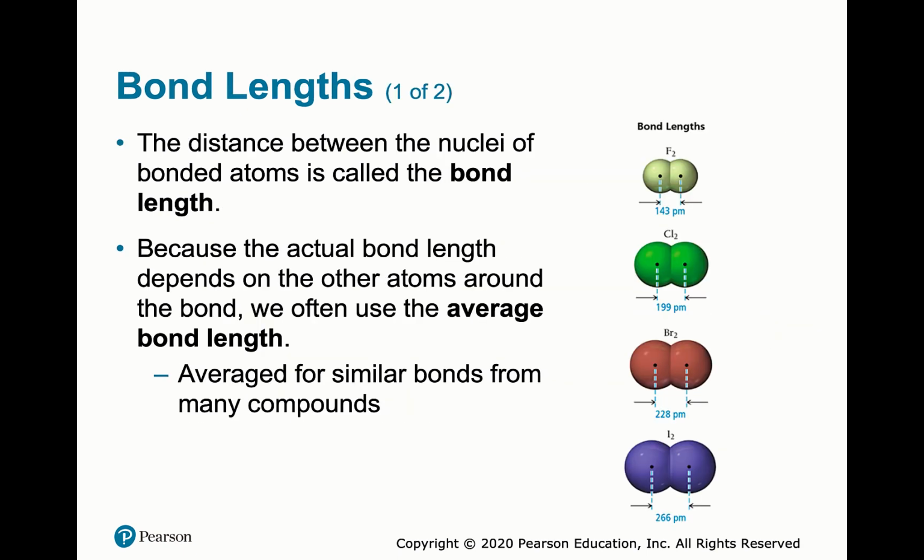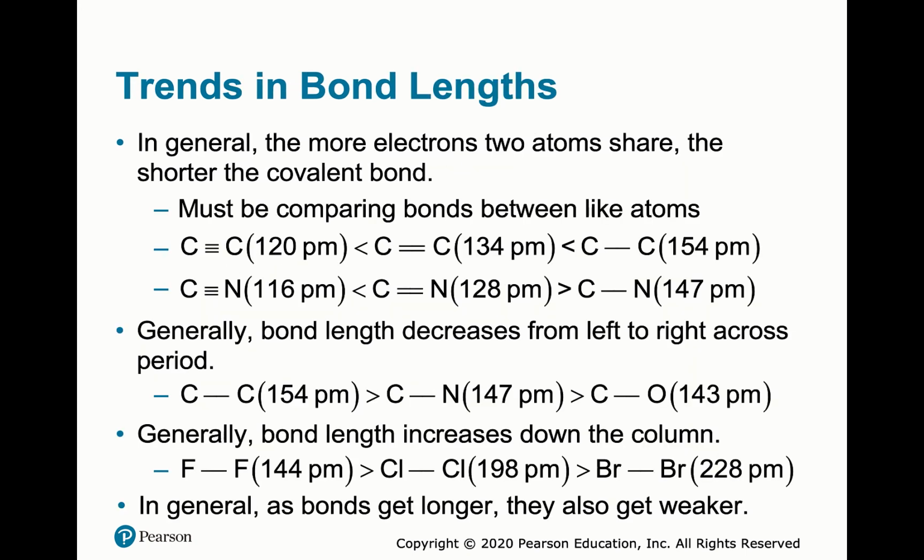So the distance between different nuclei is known as the bond length. And the bond length depends on what else is around. It depends on the environment. We use the average bond length, and these are averaged for similar compounds. We look at a bunch of data and we average them out. In general, for bond length, the more electrons that are shared, the closer the bond.